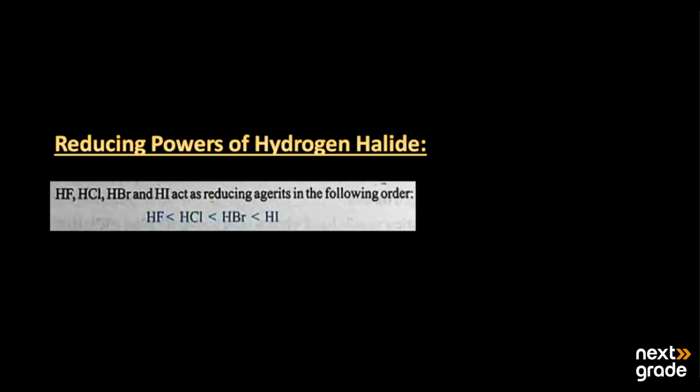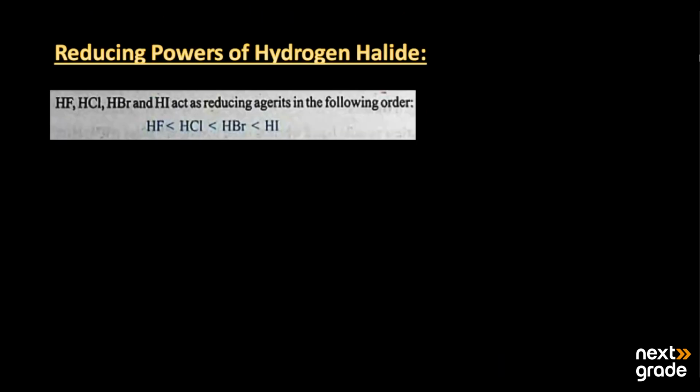At the last, we have the reducing powers of the hydrogen halides. HF has the lowest reducing power because it loses hydrogen with great difficulty. HCl is more reducing as compared to HF, HBr has more than HCl, and HI has the highest reducing power compared to all the other hydrogen halides.